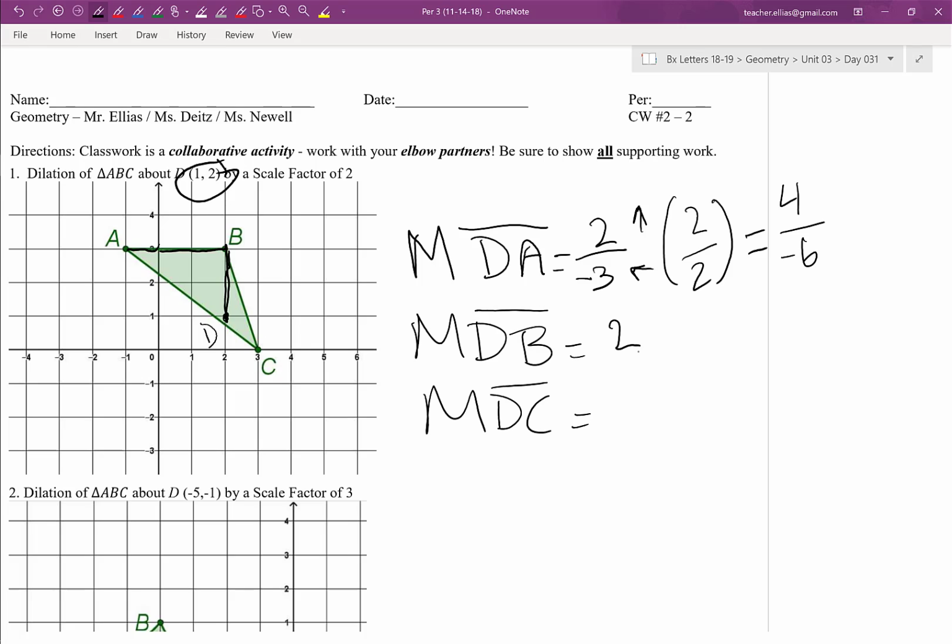If that's a scale factor of 1, then D to B, that's scale factor 1. D to B goes up 2. That's a scale factor of 1. It's asking for a scale factor of 2. So what are you going to do? You go up again. You go up 2 again. So this was just a rise. We times that by 2, we get 4.